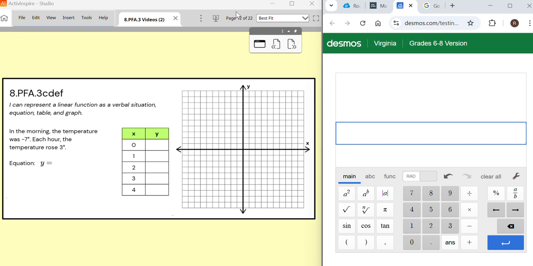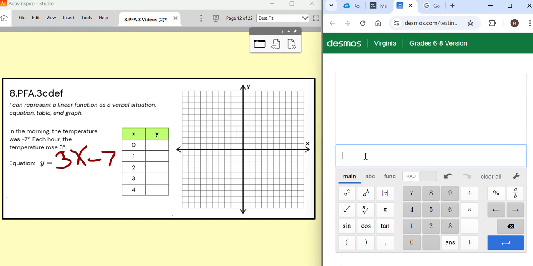I can represent a linear function as a verbal situation, equation, table, and graph. So first, we're going to look at the verbal situation. It says, in the morning, the temperature was -7. So that's where we started, so we know that's our y-intercept. Each hour, the temperature rose 3 degrees. So that means what happens each hour, 3 is your slope. So your equation is y equals 3x minus 7.